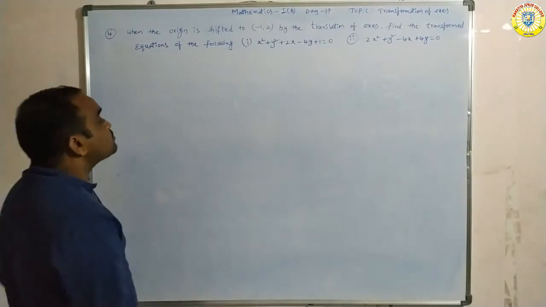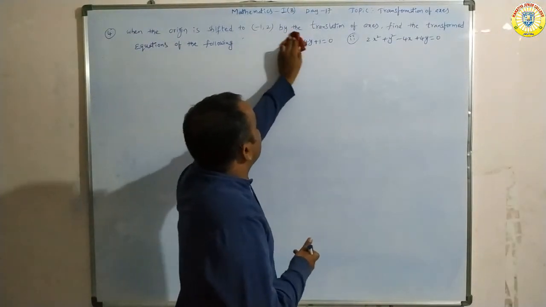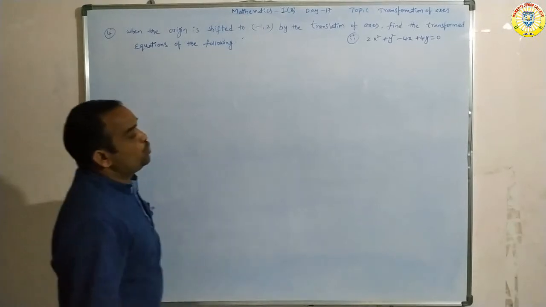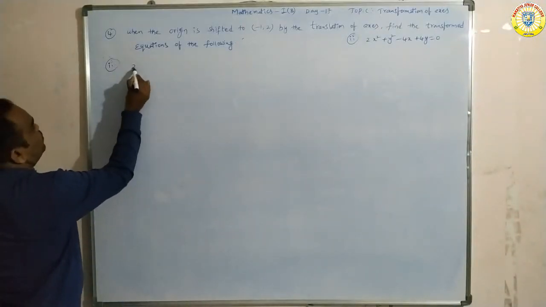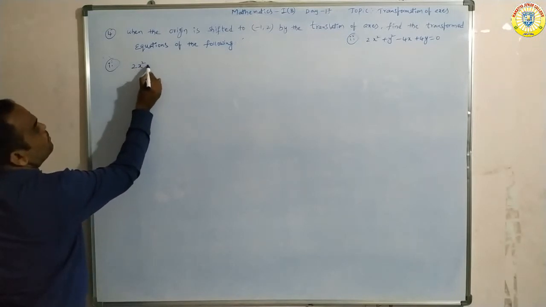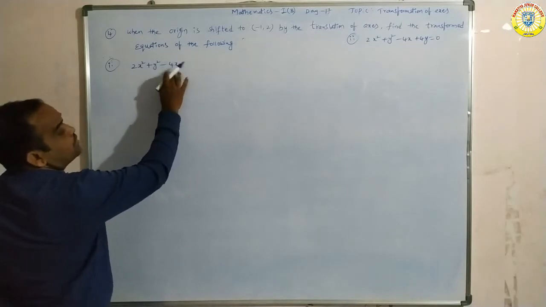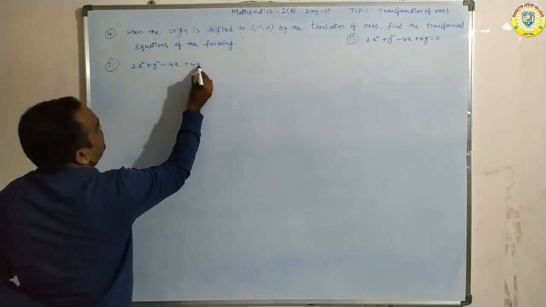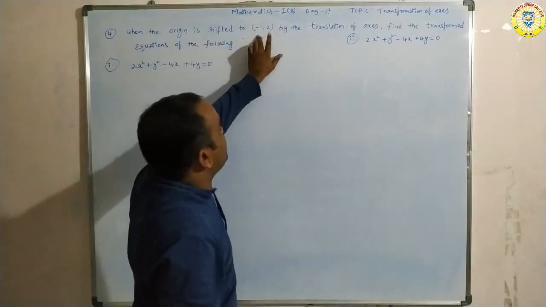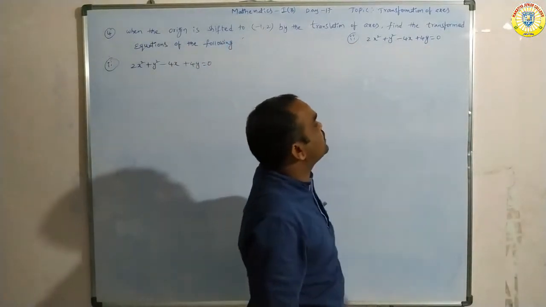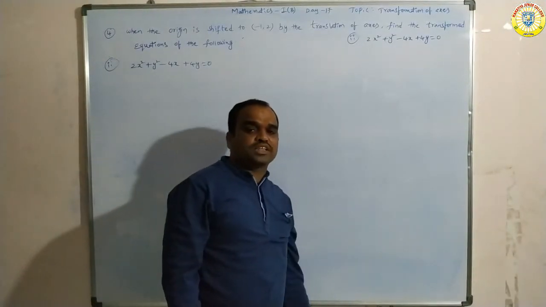See here next. There are two problems. This first problem is completed. Now the second question. What is the second question, sir? 2x square plus y square minus 4x plus 4y is equal to 0. Here same question: origin shifted to which point, sir? Minus 1, 2 by the translation of axes. Find the transformed equation of the following. This first question is completed. Now we are discussing the second question.